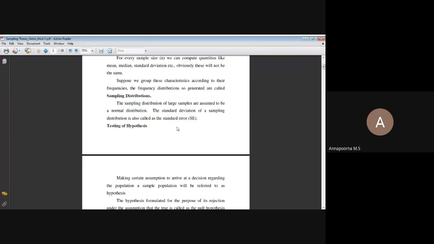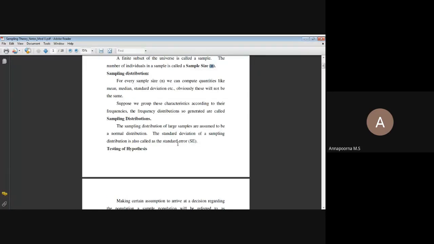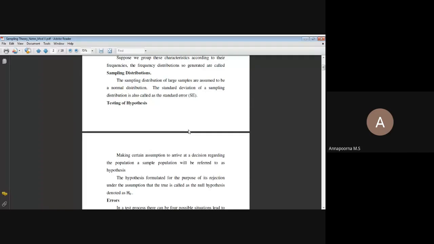So first one is hypothesis. What does hypothesis mean? Hypothesis is an assumption, any assumption. That assumption may be true or false, right? So making a certain assumption to arrive at a decision is called a hypothesis. For our convenience, we will make some assumptions, and those assumptions we call hypotheses.